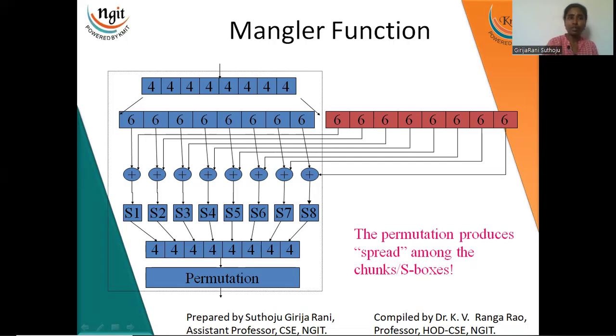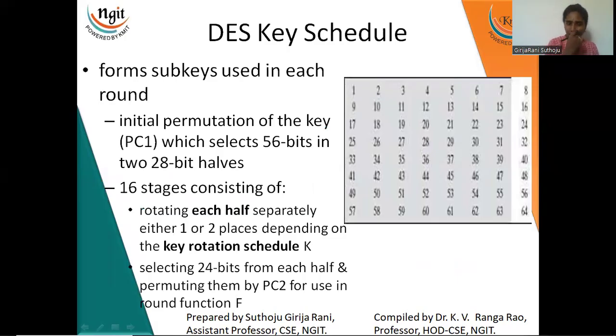From an exam point of view, you will get this for sure: define or explain in detail the Mangler function. Your job there is just to write about this. Clear? Now, how is the key applied? I always say that if my block is of so many bits, I must have a key of the same size. Here I have a 64-bit block of plain text, which means I should have a 64-bit key also.